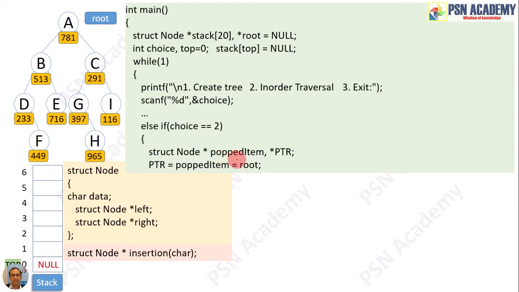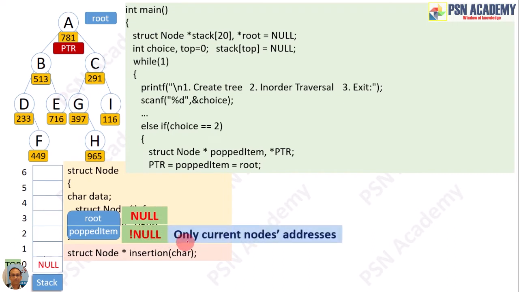We declare a popped item pointer that will hold the address of the popped item from the stack. We also have a PTR pointer that will be pointing to the current node. Initially, PTR and popped item will be set to root like this. Now, why have we initialized popped item to root? This variable popped item can take 2 values, null and not null. Not null may be left child, right child, root, or current address. Out of these, popped item is meant for holding only the current node's address. So, it is safe to initialize popped item to root.